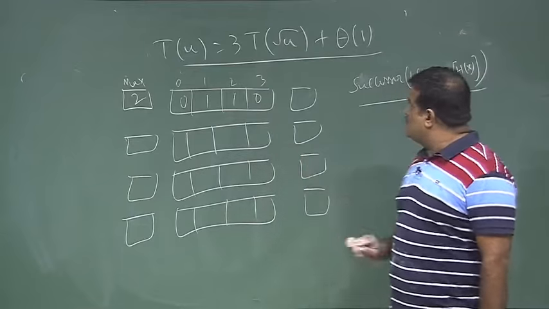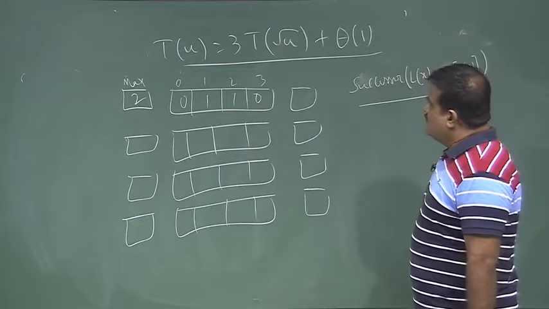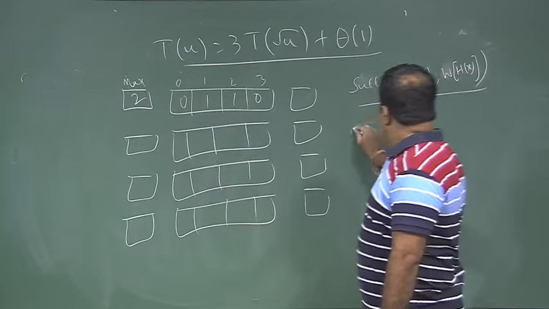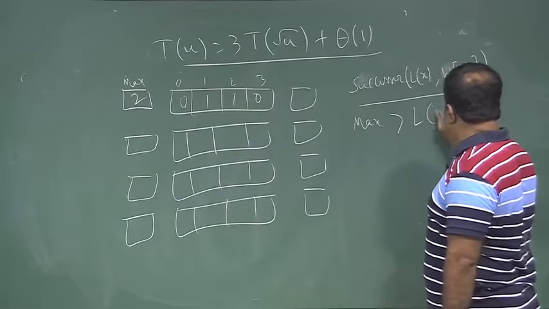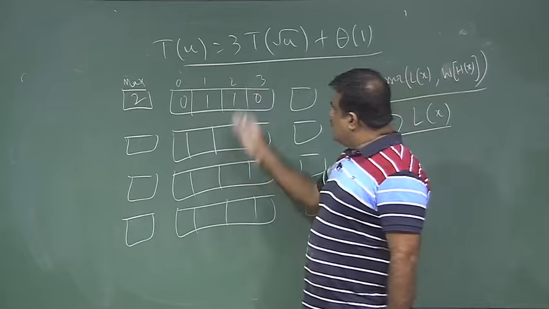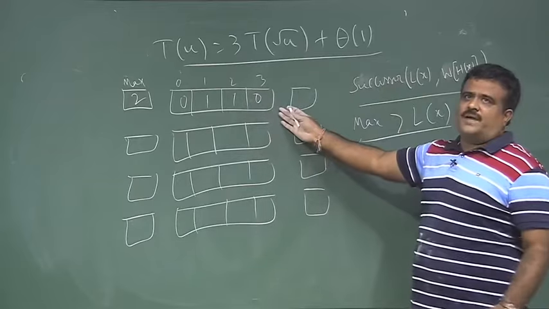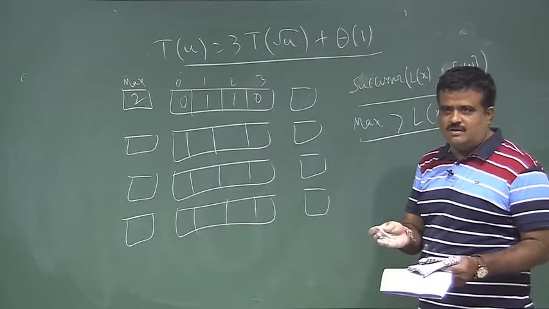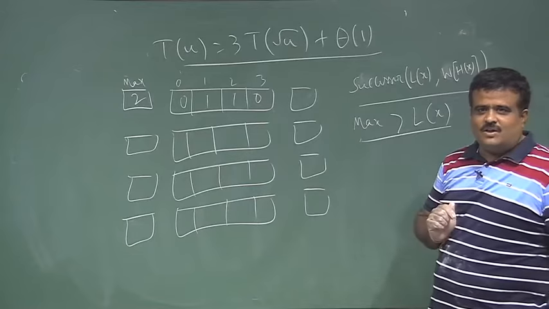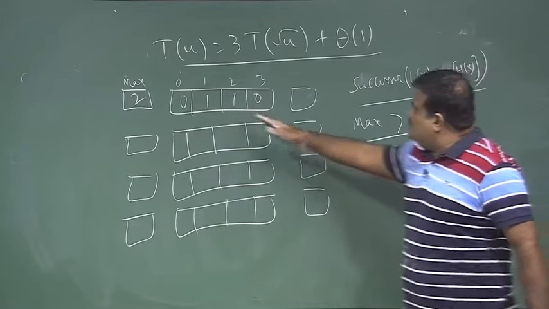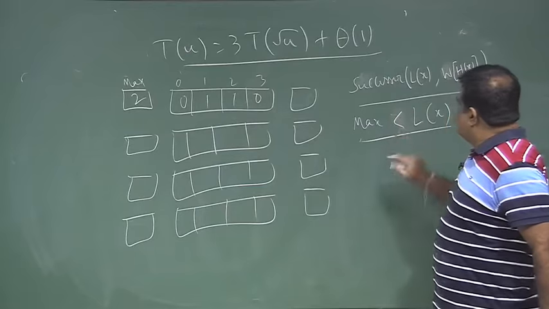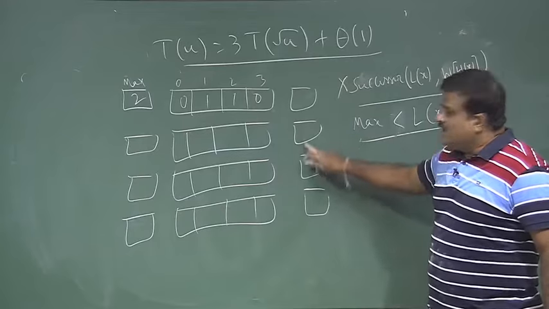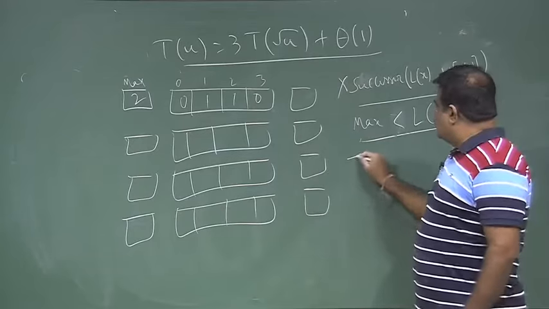If you do this, then this successor query is not required, because we first check if max is greater than low of x. Then we know there is a 1 after low of x, and the successor call is meaningful. Otherwise, we will not go for this successor call. So this way we save one successor call. In the worst case, suppose max is less than low of x. Then we will not do this successor call, and we have to look at the non-empty bit. So that successor call is mandatory.